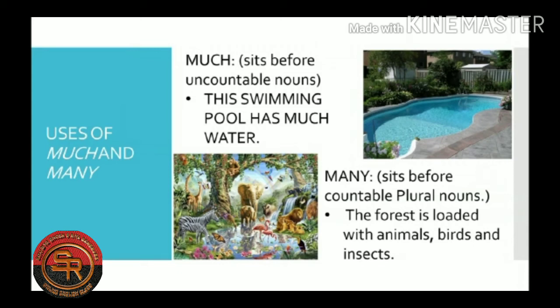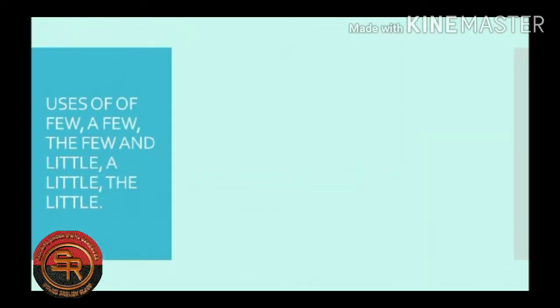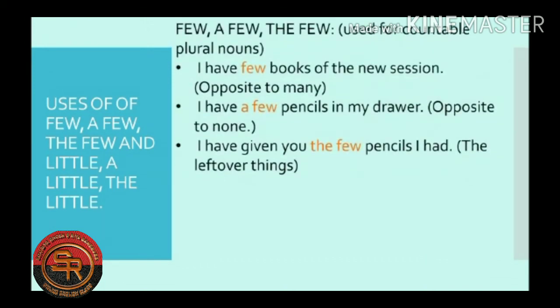Next, I'll show you the uses of few, a few, the few, and on the opposite side, little, a little, the little. So how do you differentiate that? Few, a few and the few are used for countable plural nouns. Countable plural nouns.